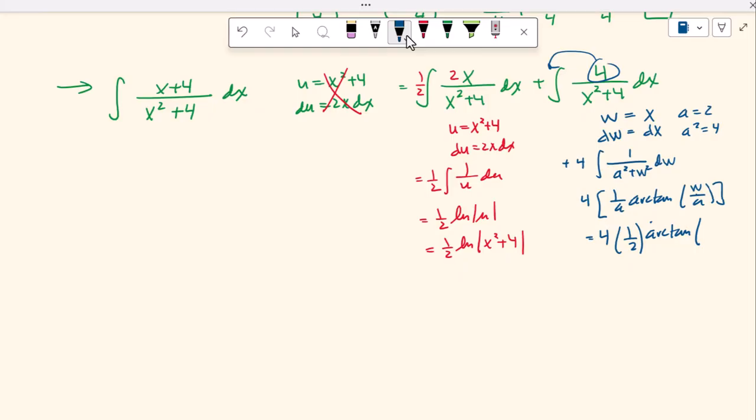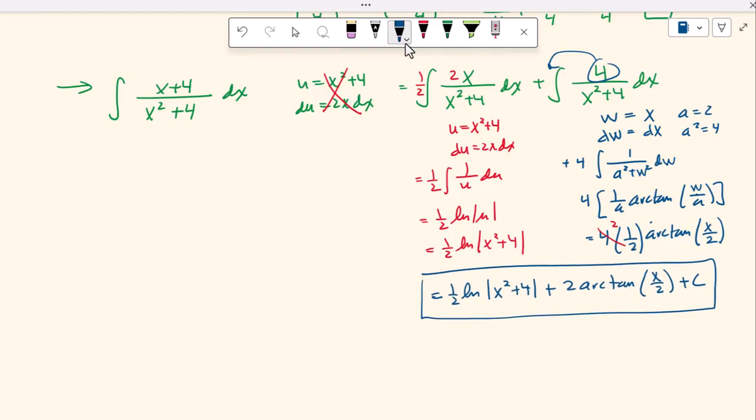Okay, and then w was x over a. So simplifying from here, I have 1/2 natural log absolute value of x squared plus 4, plus it helps to cancel these and give me a 2 arctan x over 2 plus c. Okay, it's a lot going on there.